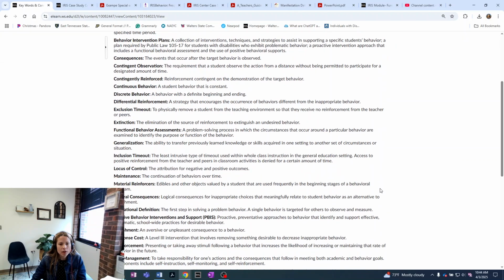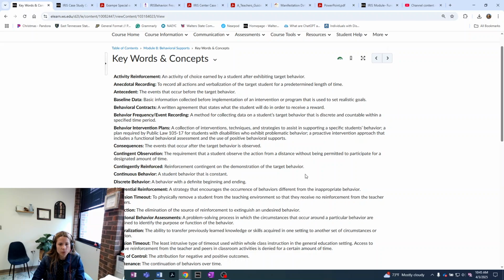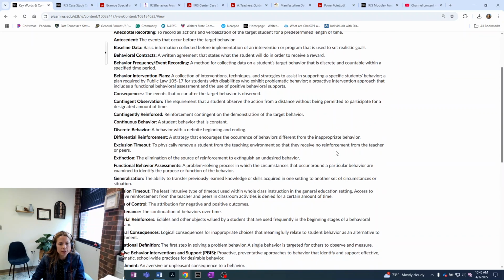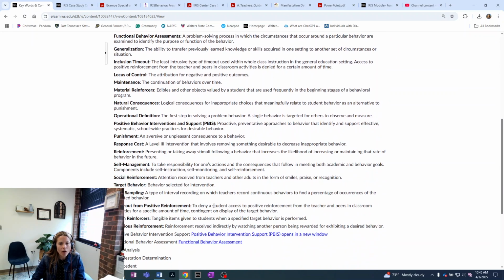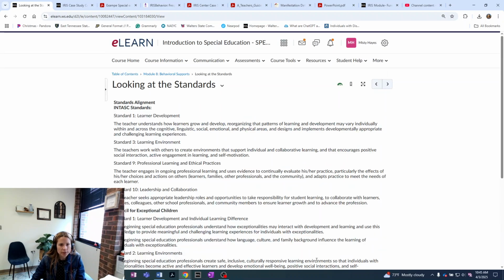So here are the keywords and concepts. Now, these keywords and concepts are not only coming out of our textbook, Chapter 11, inside of our Teaching in Today's Inclusive Classrooms. They're also going to be coming out of the resources as well as our extra textbook that I put there as a resource for you. So there's lots of different terms you're going to see here, but they're not all coming out of the textbook. So make sure that you look at those. It helps you to understand what you're reading.